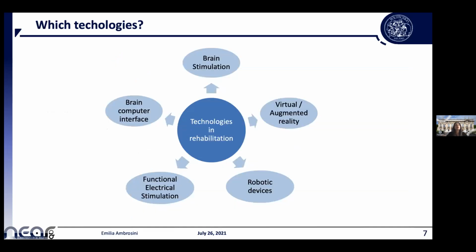But which types of technologies am I speaking about? There are many types of technologies in rehabilitation, starting from brain stimulation, brain-computer interface, virtual and augmented reality, robotic devices, and functional electrical stimulation. Today, actually, I will not speak about everything, but the examples I will provide you are based on these two types of technologies. So FES on one side and robotic devices on the other.